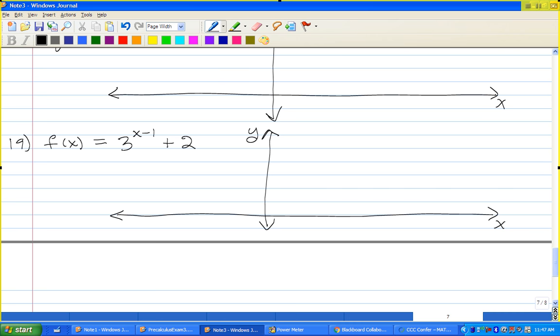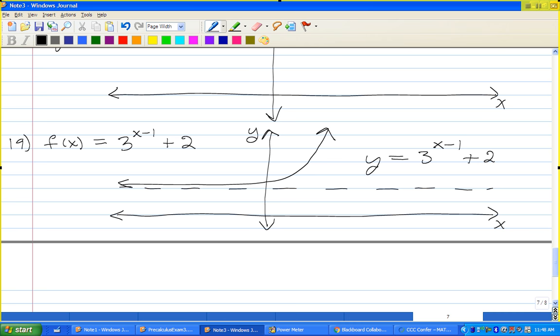Okay, so we're going to sketch the graph of y equaling 3 to the x. And so this is the graph y equaling 3 to the x. Then we're going to shift it to the right 1 and then move it up by 2. And so let's sketch the graph of y equals 3 to the x, move it 1 over. And so this is the graph of y equaling 3 to the x minus 1 plus 2.